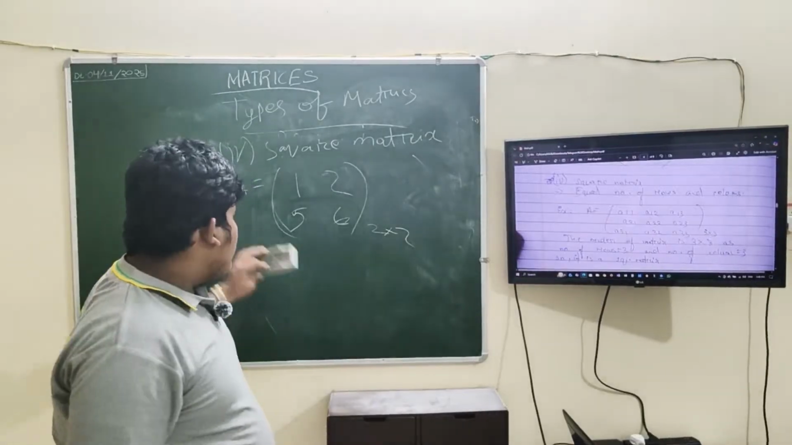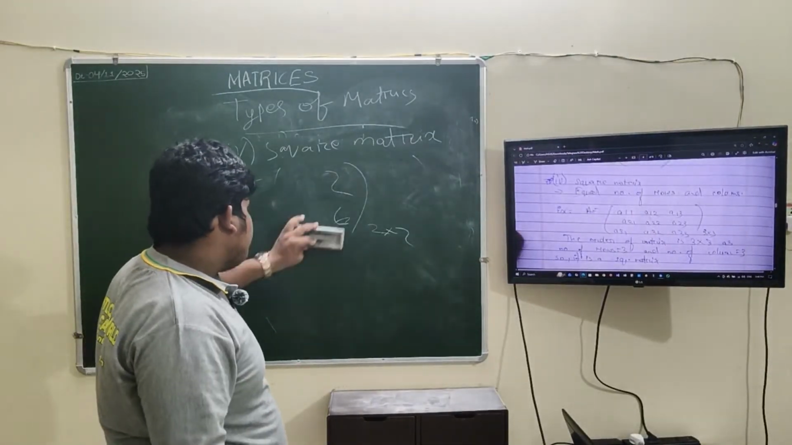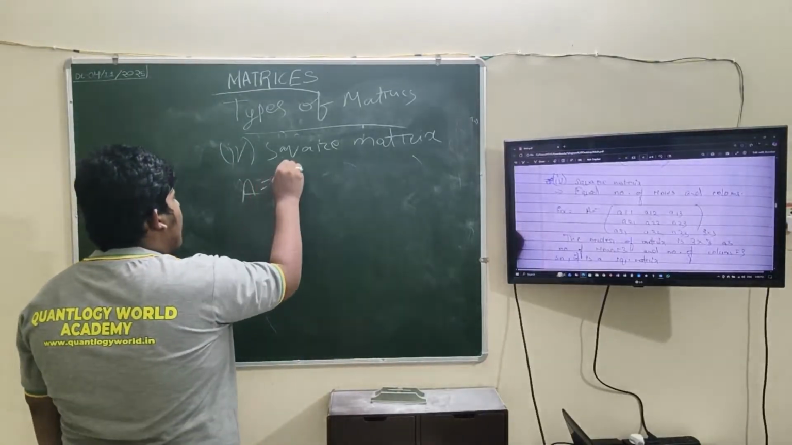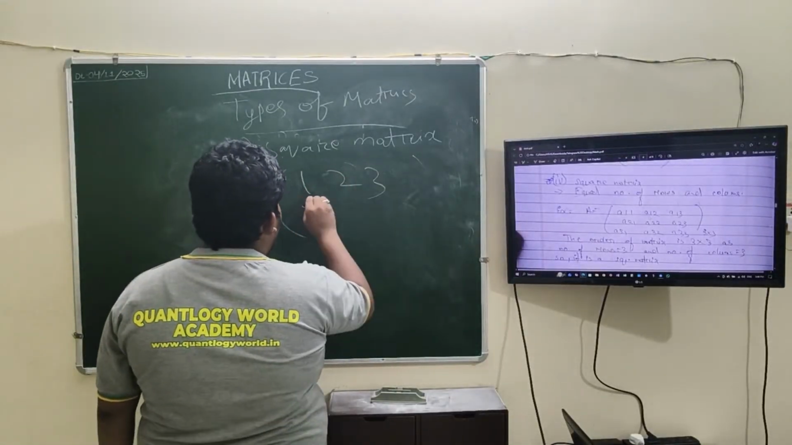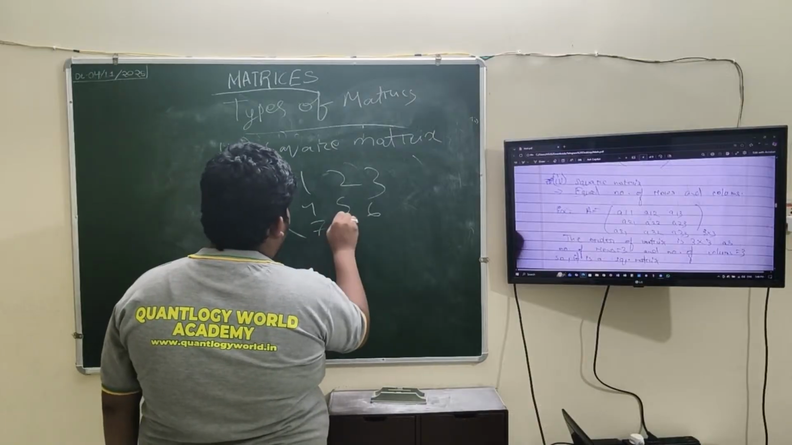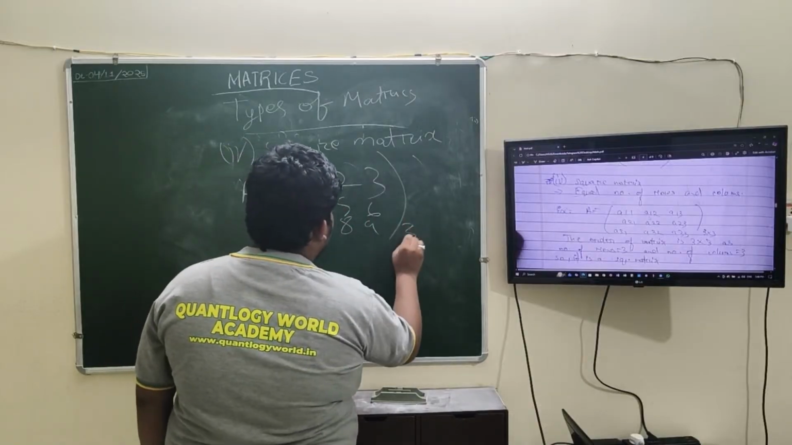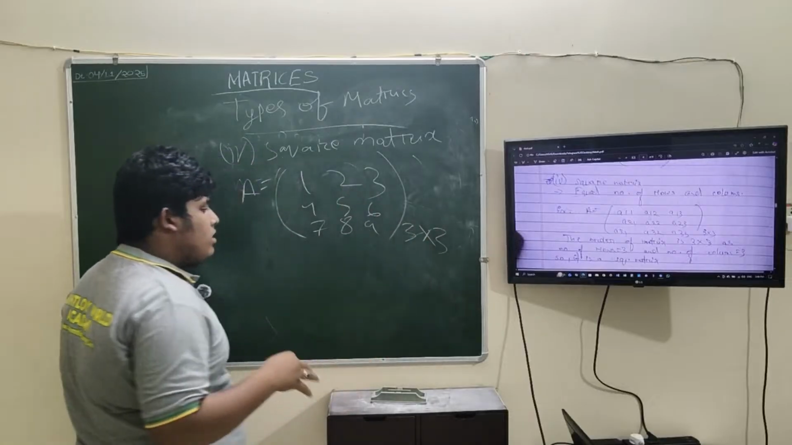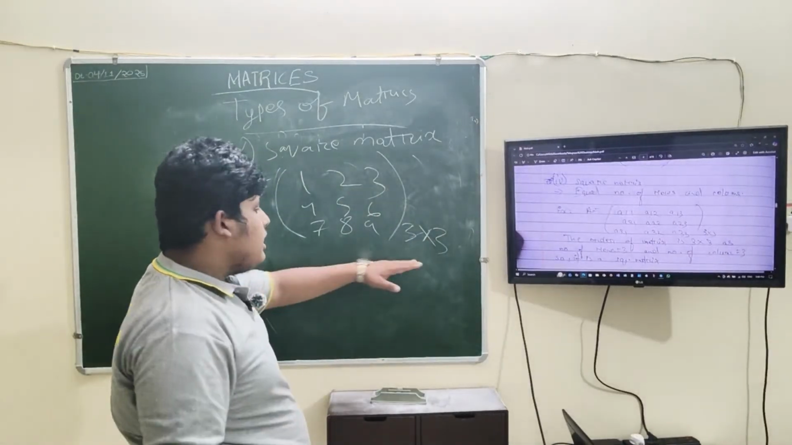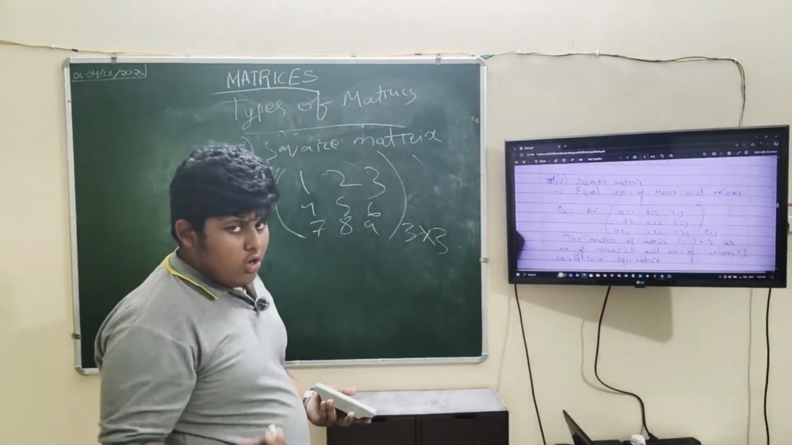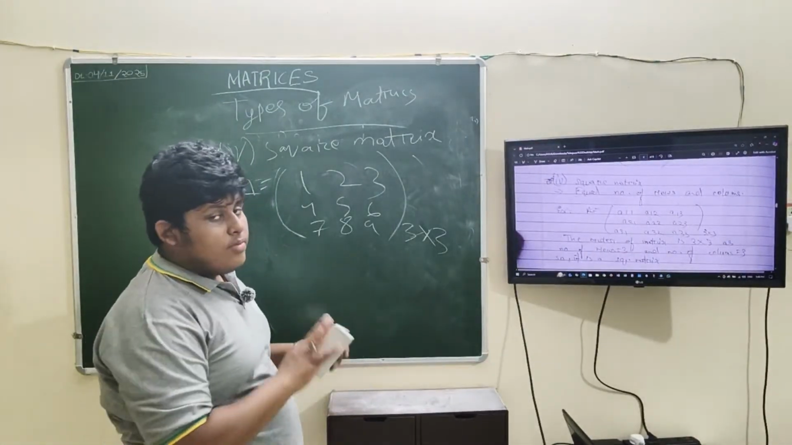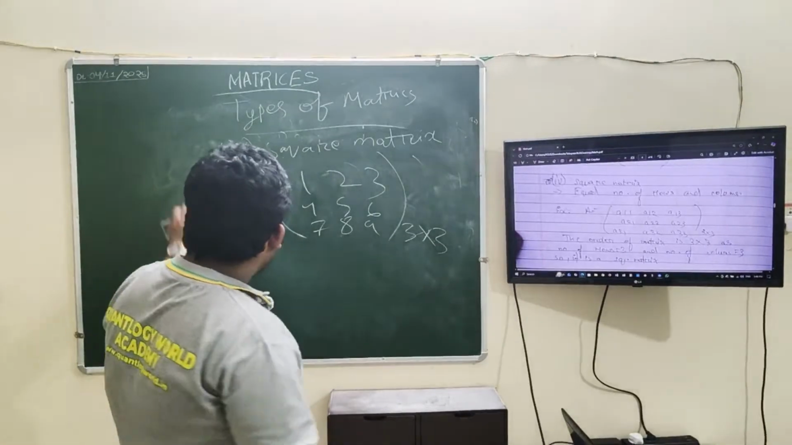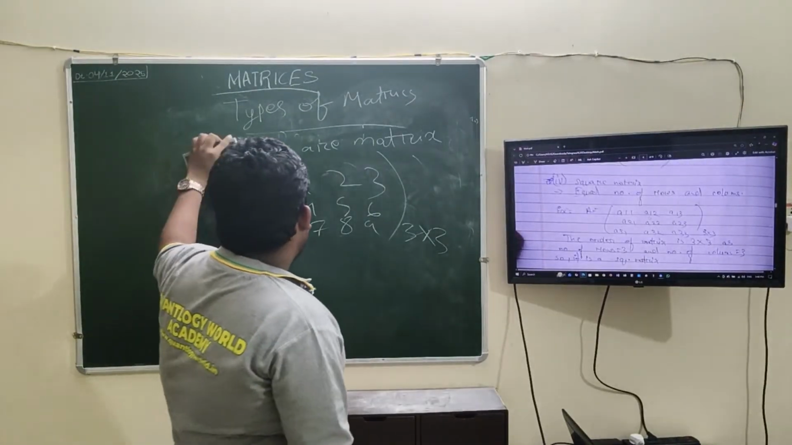Then another example is a 3 cross 3 matrix. Here also the number of columns and rows are the same, so it is also called a square matrix of 3 cross 3 order. We can write it as n cross n. The fact is the number of rows and number of columns should be equal. Let's move to the next type of matrix.